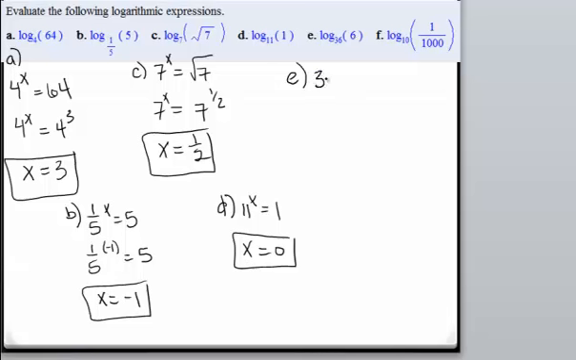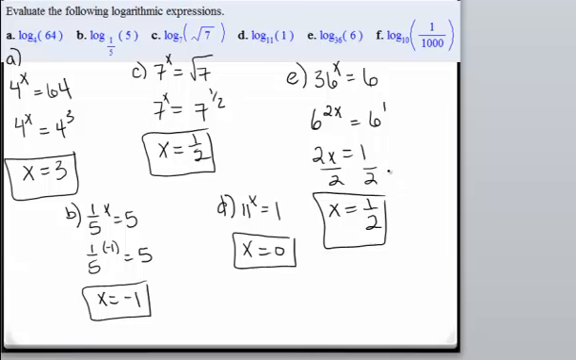36 to something equals 6. How can we write 36 with a 6 as the base? That will be 6 squared equals 6 to the 1. That means 2x must be equal to 1. Divide by 2, so x is equal to 1/2. 36 to the 1/2 equals 6. That's what that means. Okay, finally f.